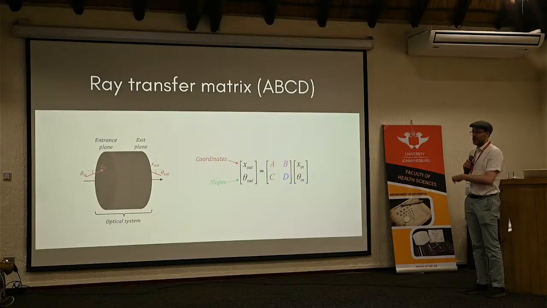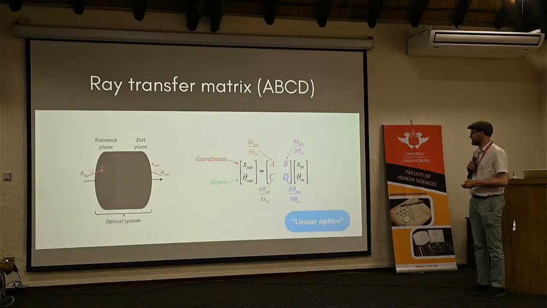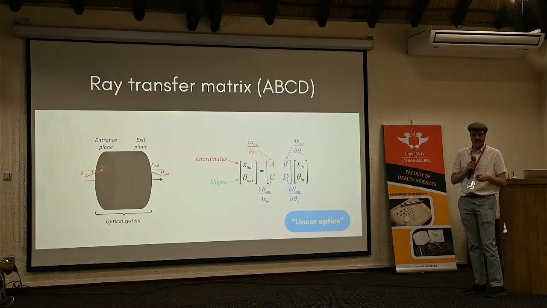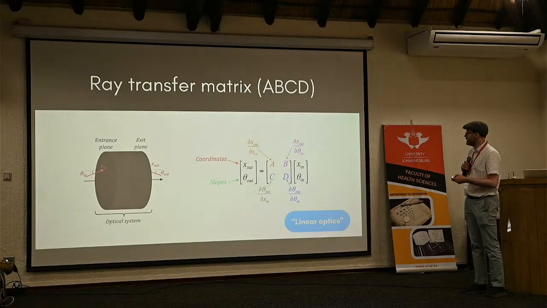You have coordinates, you have slopes. These can be multiple coordinates. These things can be submatrices. All not really much of a problem. Tanya already explained these things quite easily. Since if you multiply all these things, you get a linear equation, you get linear optics. Still so far pretty basic.